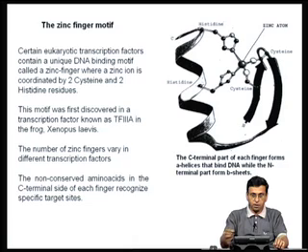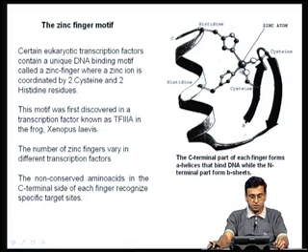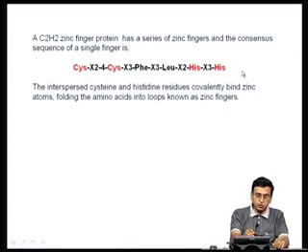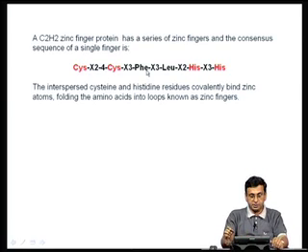And this is a cartoon showing how the two cysteines and two histidines coordinate with the zinc atom in these zinc finger transcription factors. A C2H2 zinc finger protein has a series of zinc fingers, and the consensus sequence of a single zinc finger is shown here. You will have a cysteine, about 2 to 4 amino acids, where X means any amino acid. Again, you have a cysteine residue, and again 3 amino acids, a phenylalanine, X3, leucine, X2, His, X3, and His. So you have C2H2 separated by a specific number of amino acids. The interspersed cysteine and histidine residues bind zinc atoms, resulting in the folding of the amino acids into loops known as zinc fingers.